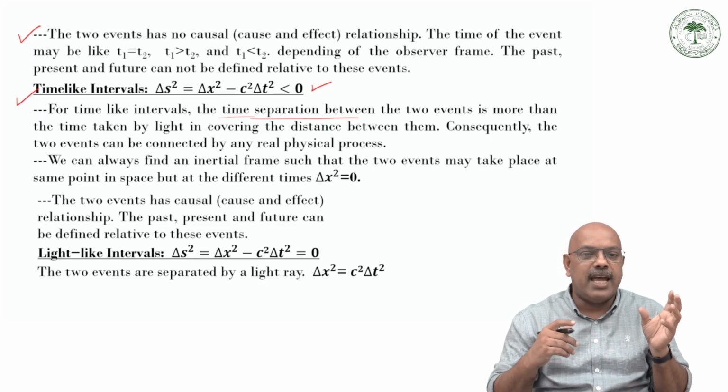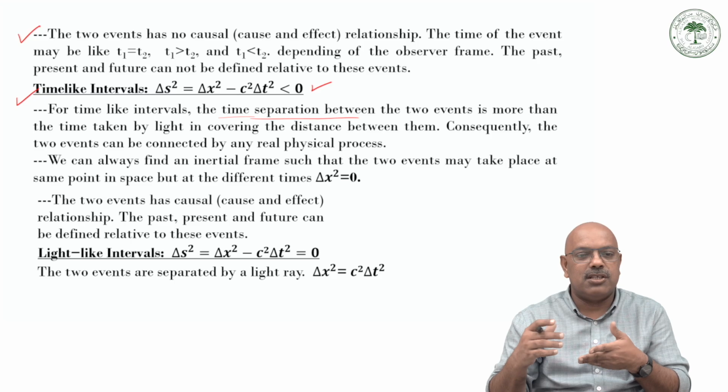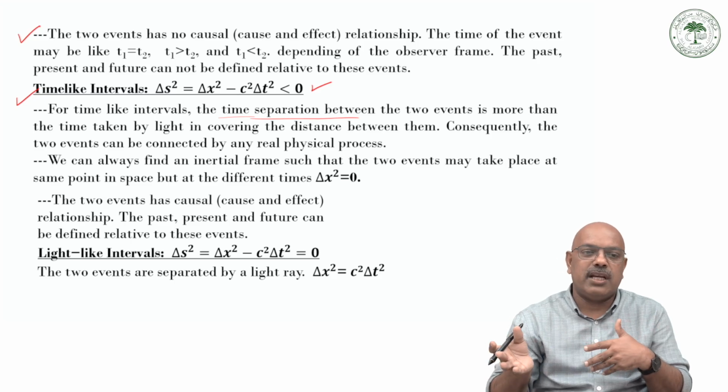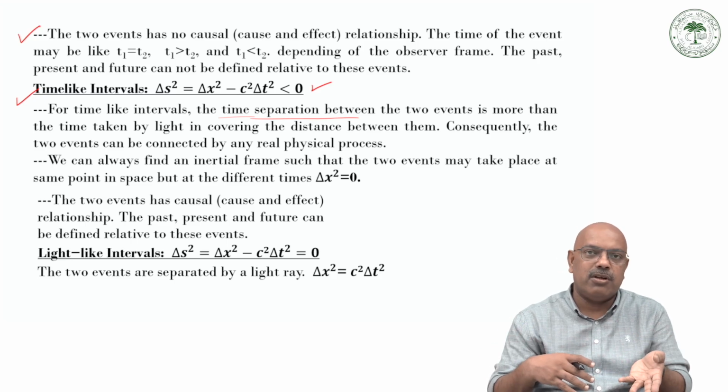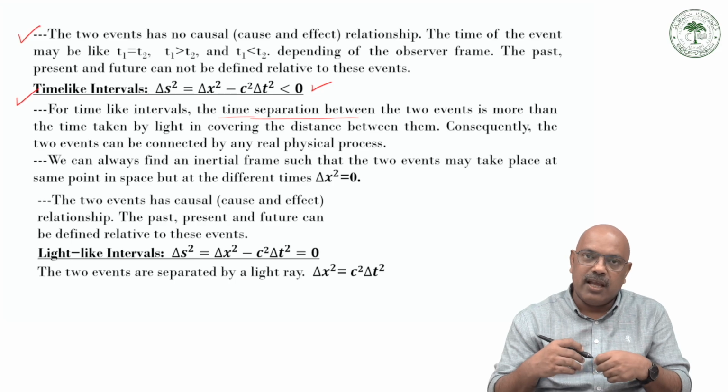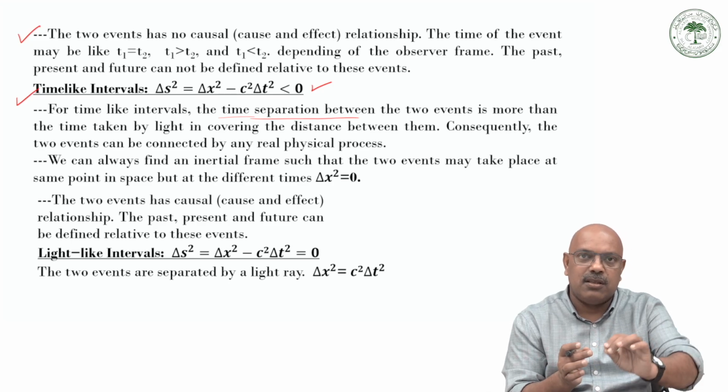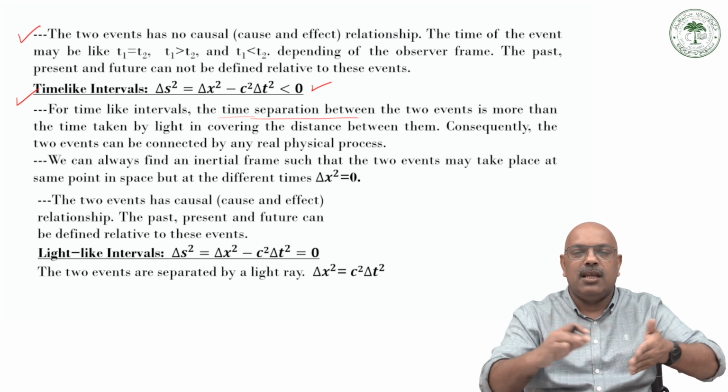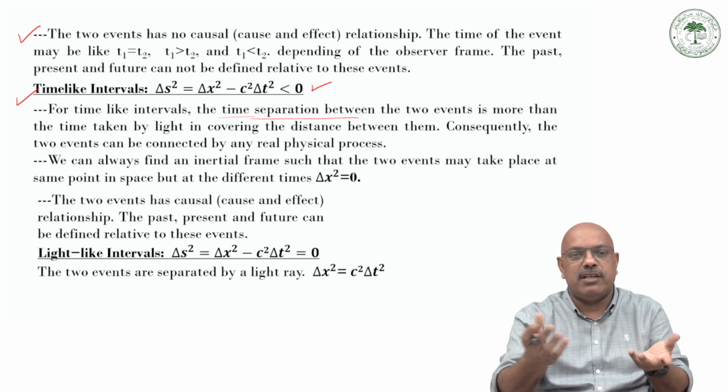So the two events have a cause and effect relationship. The past, present and the future can be defined relative to these events, because now we have the freedom to move with a velocity more than the velocity with which these two events had happened.